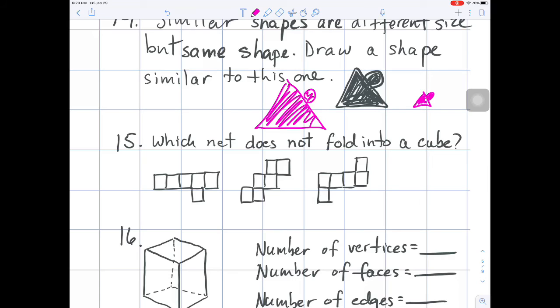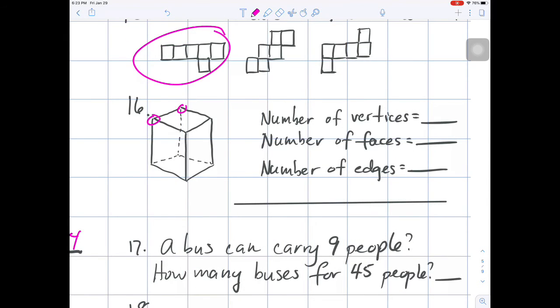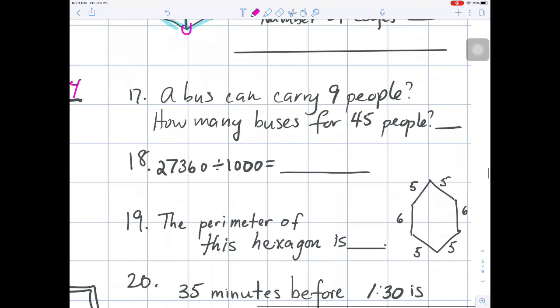Which net does not fold into a cube? This one will not fold into a cube. Question 16, number of vertices. A vertex is where 2 or more edges meet. I have 8 vertices. Number of faces, this looks like a dice. I must have 6 faces. And the number of edges. I have 4 edges on top, 4 edges on the bottom, that's 8. Plus the 4 connecting edges. Altogether, I have 12.